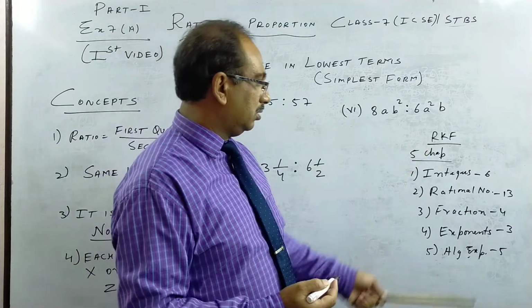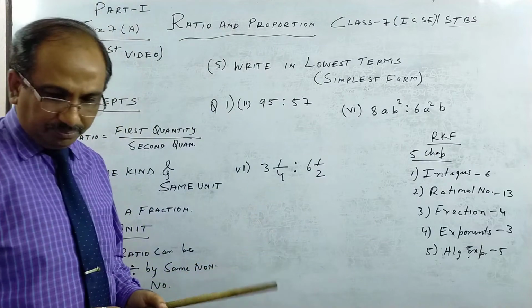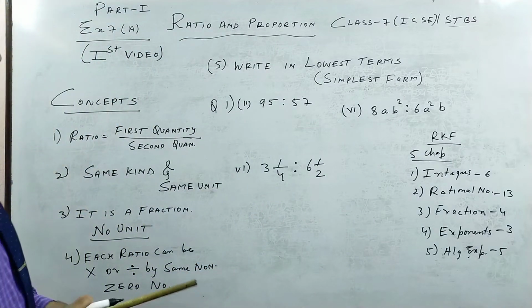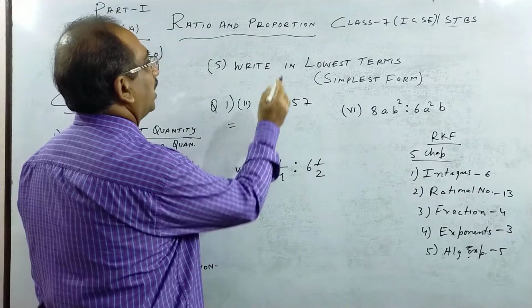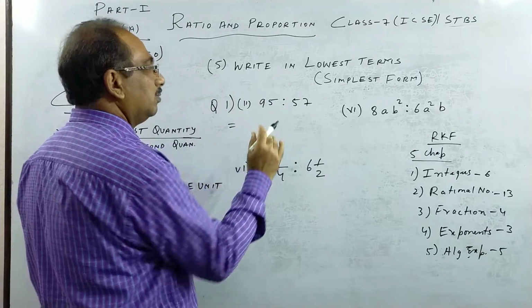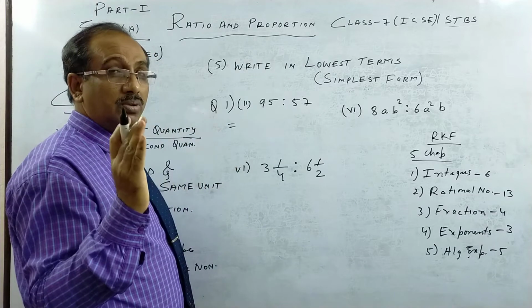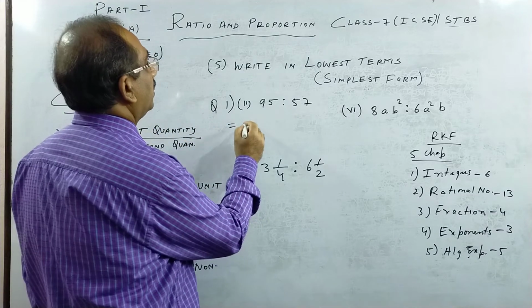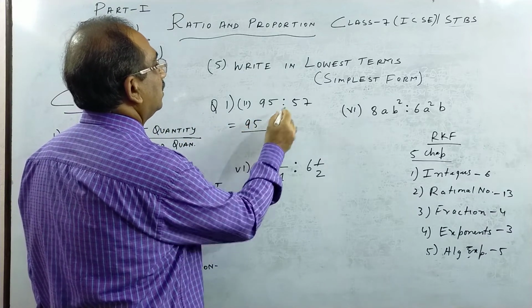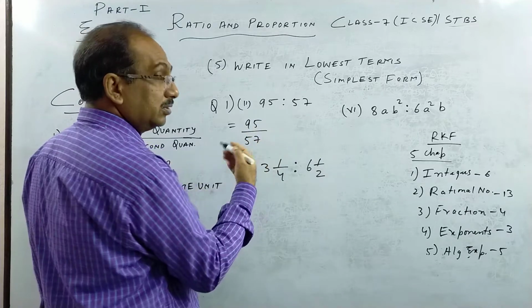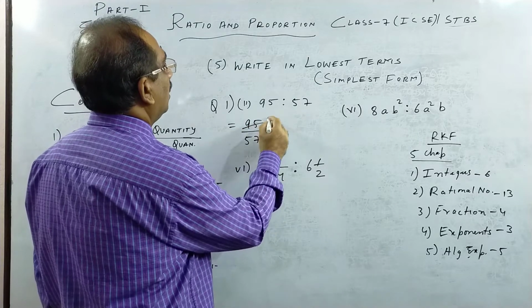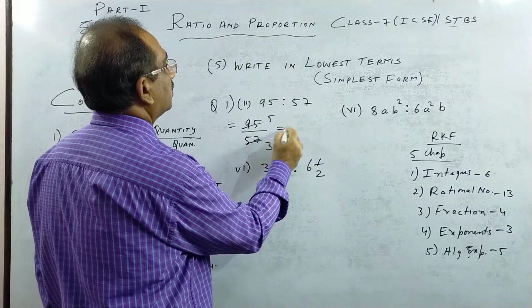So let us start this chapter. The first question is, we have to write it in the lowest term. Remember children, as I told you earlier, you must be good at tables, at least up to 20. So a ratio you can write like a division, children. So cancellation is easy. 19 5s and 19 3s.